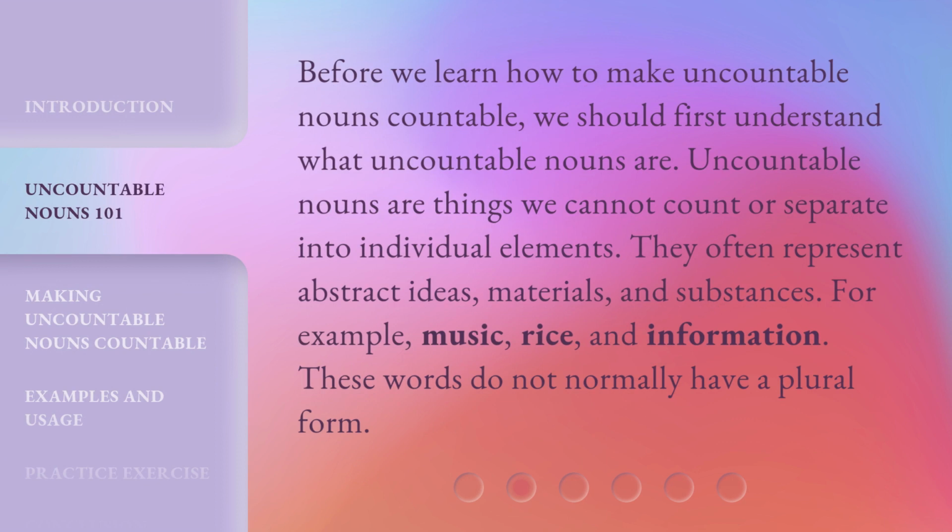Before we learn how to make uncountable nouns countable, we should first understand what uncountable nouns are. Uncountable nouns are things we cannot count or separate into individual elements. They often represent abstract ideas, materials, and substances. For example, music, rice, and information. These words do not normally have a plural form.